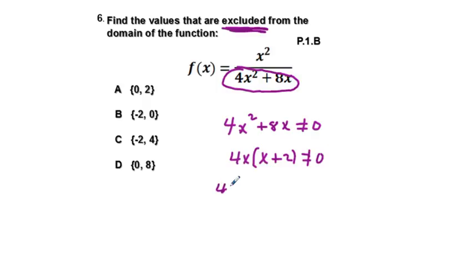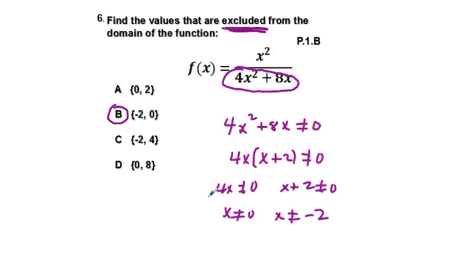So we know 4x cannot equal 0, and we know that x plus 2 cannot equal 0, and so x cannot equal 0, x cannot equal negative 2. And so our correct answer is going to be B.